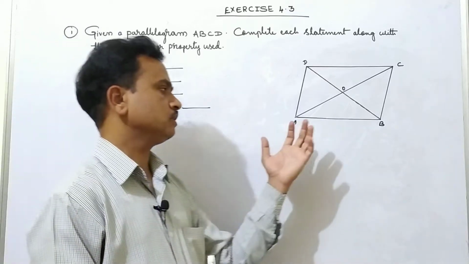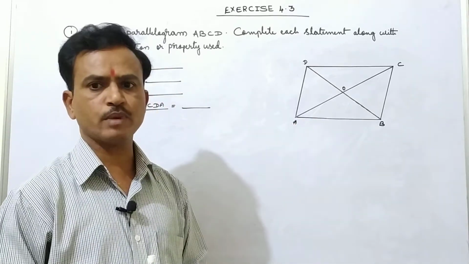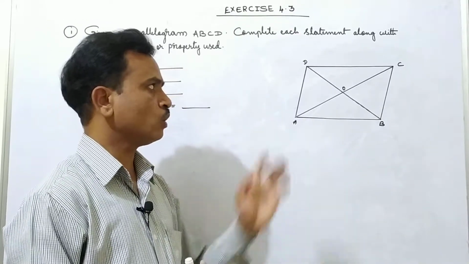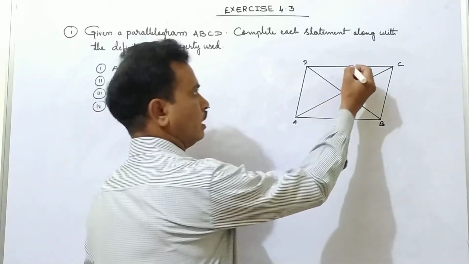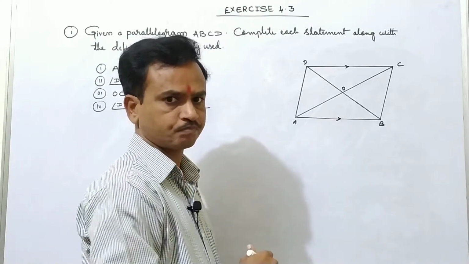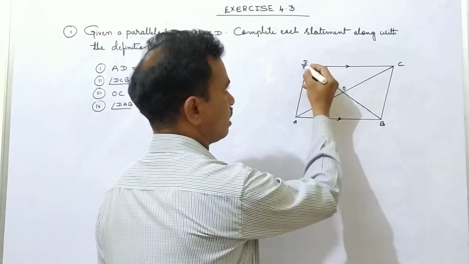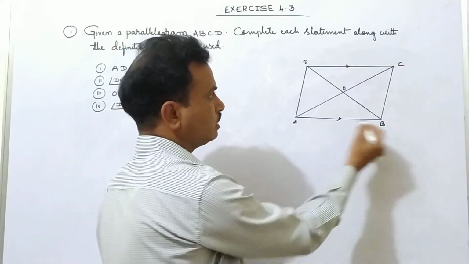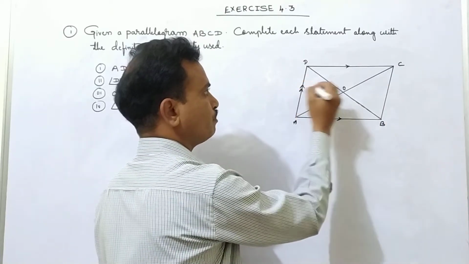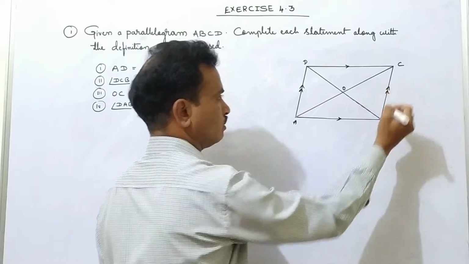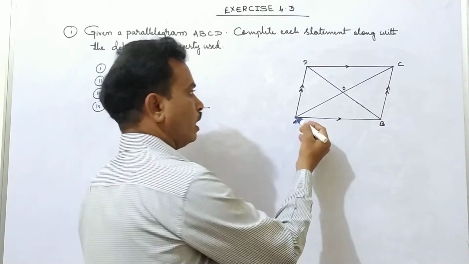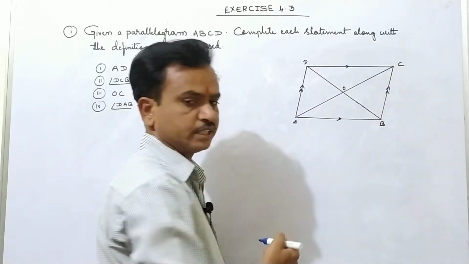Now here first we have to see that this ABCD is a parallelogram. You know the properties of a parallelogram. In a parallelogram, opposite sides are parallel and equal. So here AB is parallel to DC and AB is equal to DC. Similarly, AD is parallel to BC, and also AD is equal to BC.